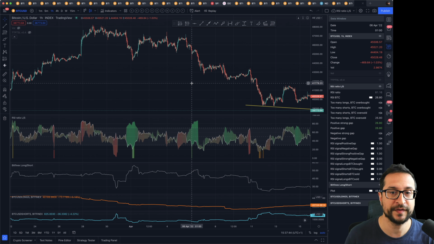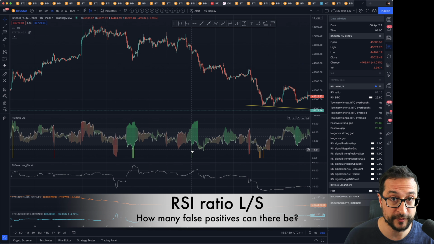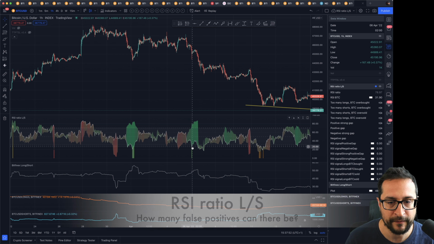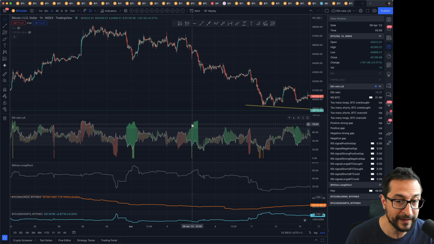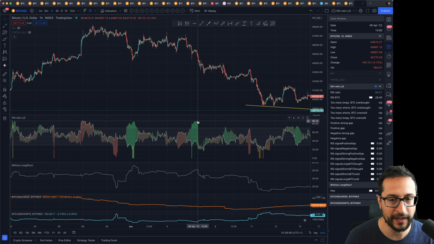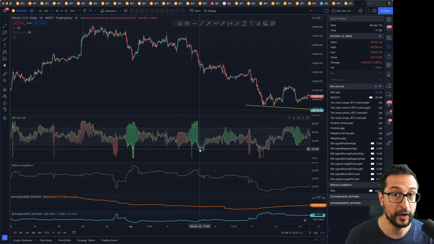False positive signals. Here we have a very clear false positive signal. In this one, we have Bitcoin very oversold. There's a lot of longs. And what happened here is there was a huge battle and the shorts enter very strongly. They dump and they cause a long squeeze.